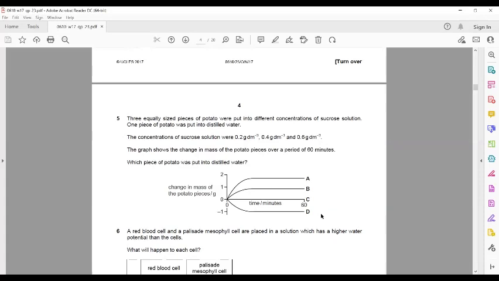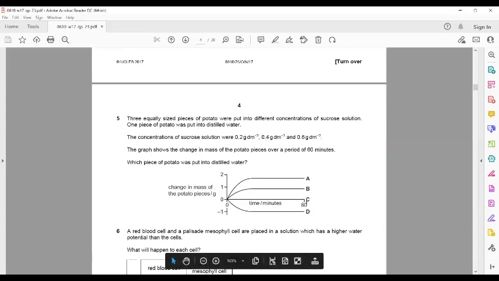If that cell has lost water, it means that the amount of water inside the cell should be more than outside. It means that they have placed it in the highly concentrated solution, the highest concentration of the solution. It means that 0.6 gram per dm cube should be D.